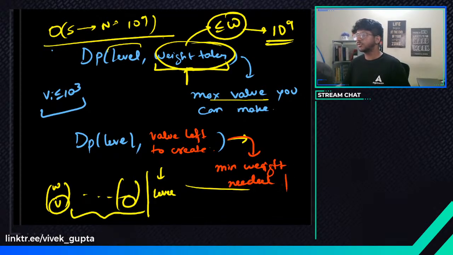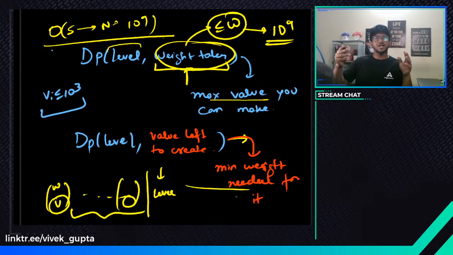needed for it. So the question was that you are given W weight, find out the maximum value that you can create. But in this case we rotate the states and say that for a given value that we have to create, how much minimum weight is required, how much minimum weight will we have to pick up, right? So this is another idea called state rotation.